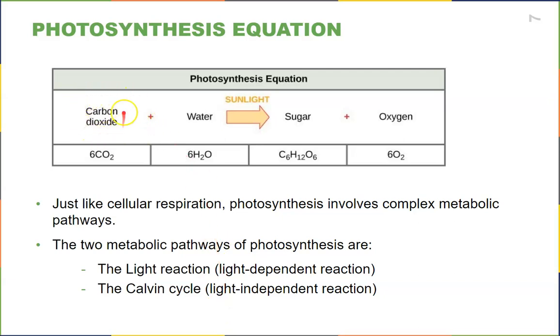So here's our carbon dioxide, water, and sunlight. These are the 3 things needed, and then sugar and oxygen are created. Notice that this equation down here is balanced. There are 6 carbon dioxide molecules and 6 water molecules needed to create 1 sugar molecule. And then there's 6 oxygens as a byproduct.